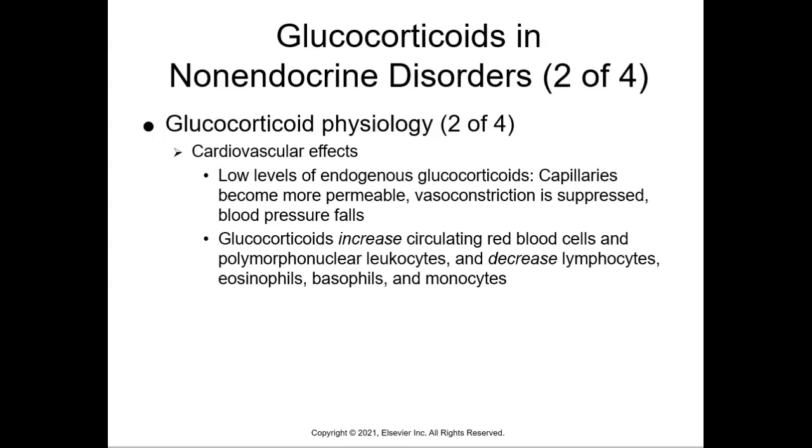When we give or when we have cortisol circulating, it also can increase our red blood cells and decrease our lymphocytes, eosinophils, basophils, monocytes. So in other words, our body can use our cortisol to affect our blood pressure, and it uses our cortisol to affect our hematologic system of how much circulating red cells and white cells that we have. So that's really important, that if we mess up people's cortisol levels, we could be messing up their cardiovascular system and their hematologic system. Okay.